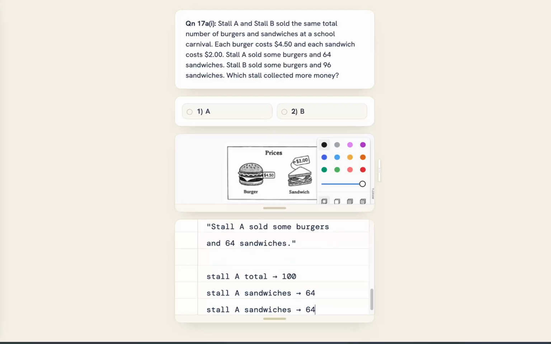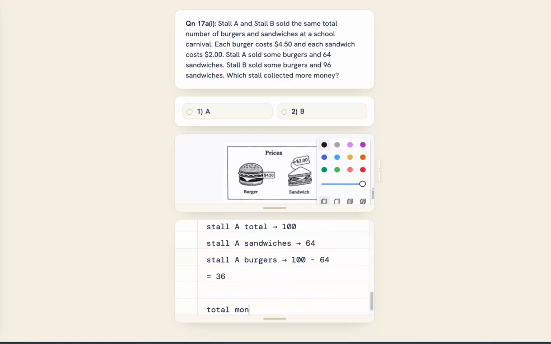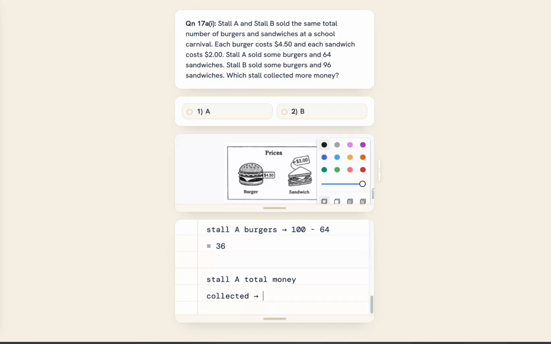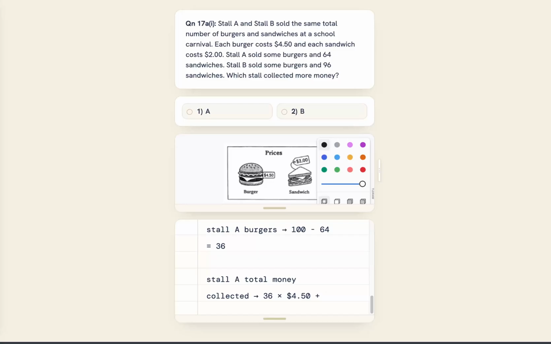And then stall A burgers is equal to 100 minus 64. And this will give us 36. So total money collected is equal to 36 times $4.50 plus, so this is the burgers. So sandwiches will be 64 times $2. And that will be a total of $290 for stall A.